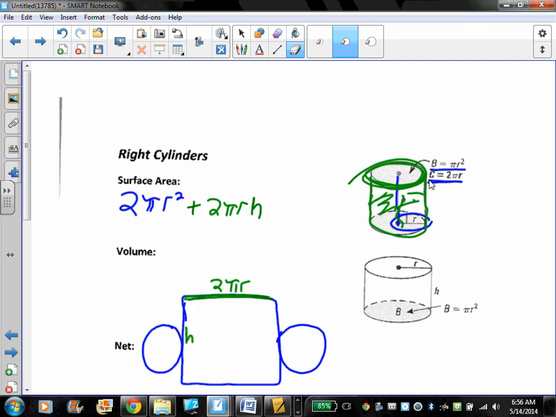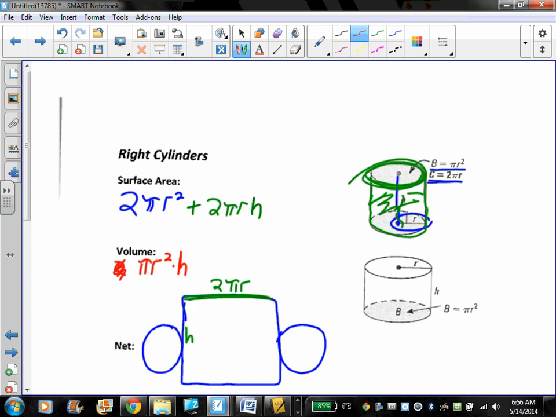Volume is a little bit easier. It works just the same way as prisms. You'll need the area of the base, and then you'll multiply it by the height of the cylinder. So we're going to have pi r squared times h, and that's all you have to do for the volume.